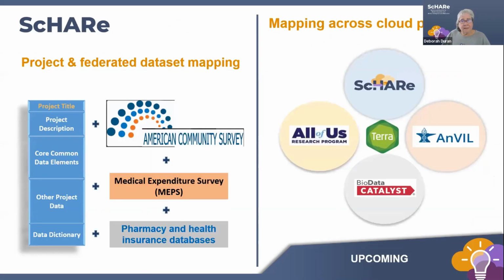One of the other nice things that we're attempting to do with this is in the core common data elements, we're also mapping them to big project federated data sets like the American Community Survey, BRFSS, so that you can actually take the federated data sets and link them into your project data.